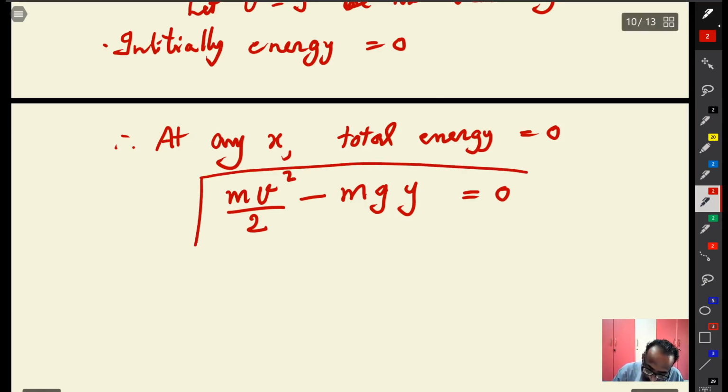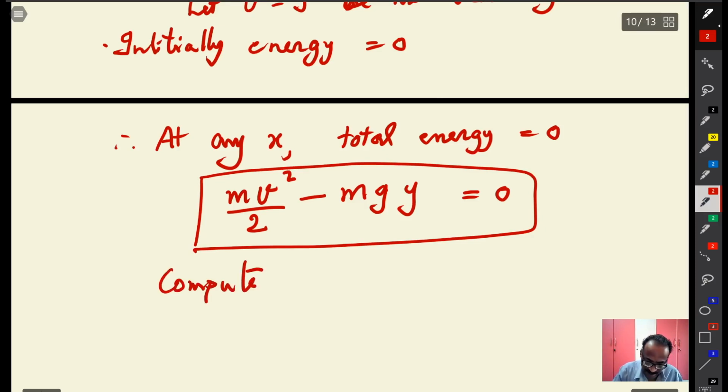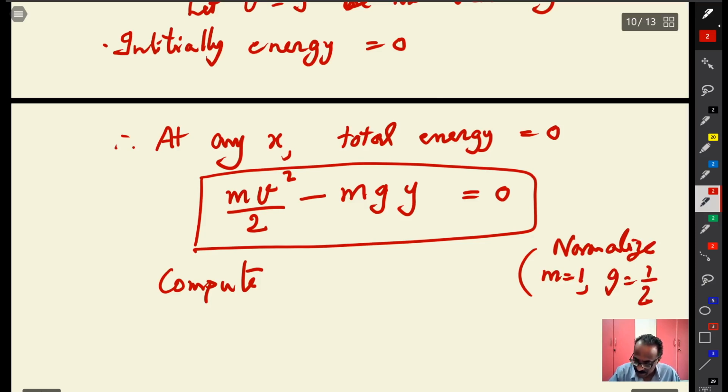So from here, you can compute v, a relation for v. You normalize it. It is not compulsory, but you can normalize because for your computations it's easy. You take mass 1 and g equal to half. This is not necessary, but otherwise you have to keep track of this, and then you will get v equal to the square root of y in that case. Otherwise there will be a parameter sitting here.